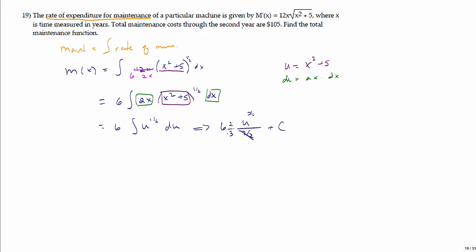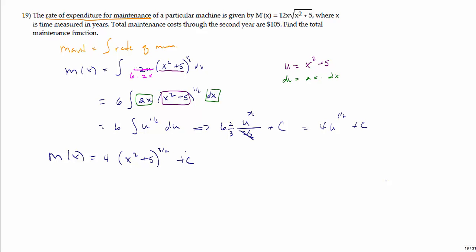So cleaning up my coefficients here, I get 12 over 3, which is 4. So I got 4u to the 3/2 plus c. Where I'm at right now then is m of x is equal to 4 times my u, remember, I have x squared plus 5, to the 3/2 plus c.